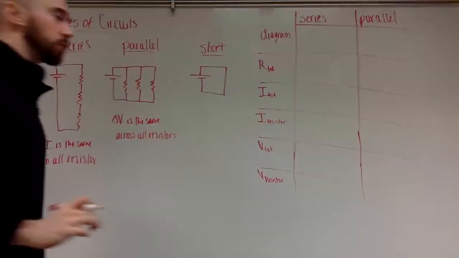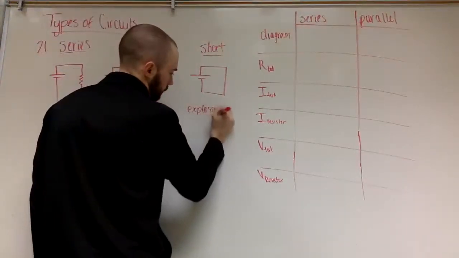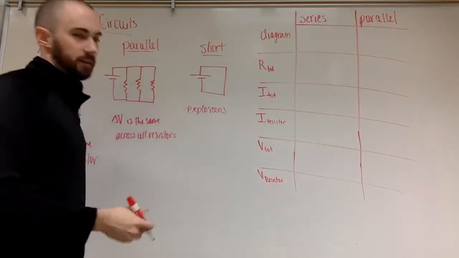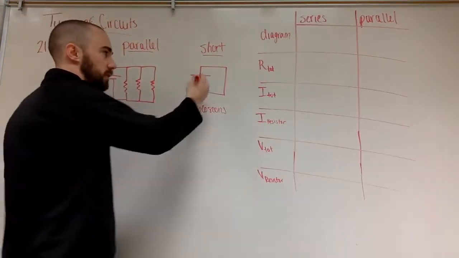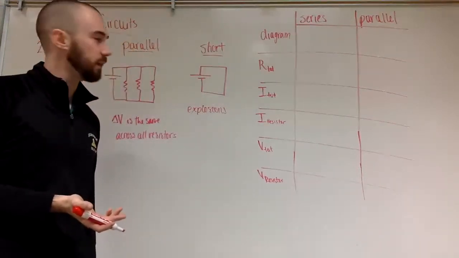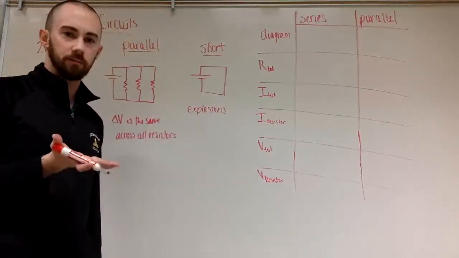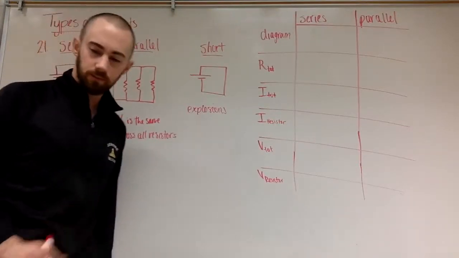And finally, with our short circuit, what you get with this one is explosions. And that's basically just because there's no loss of energy. So what happens is the electrons can flow through, and the only thing they're going to do is heat up because they can travel so quickly. Friction in the wire is going to make them heat up, and then eventually they overheat. So you don't want short circuits.